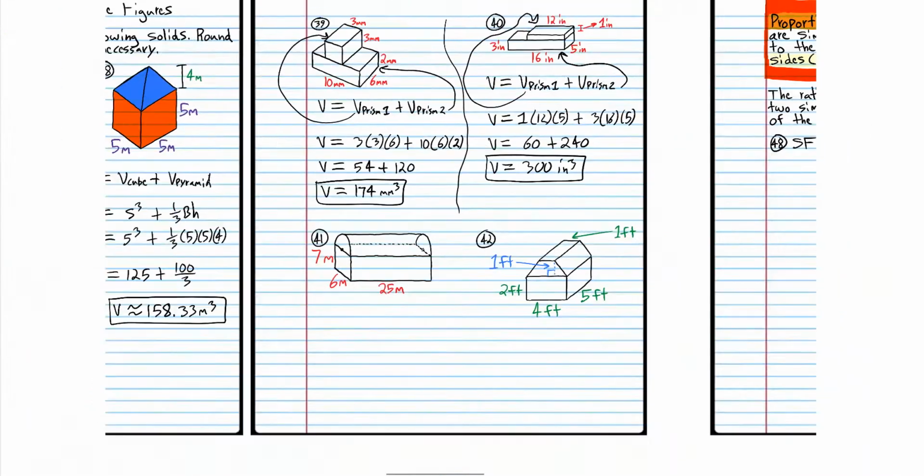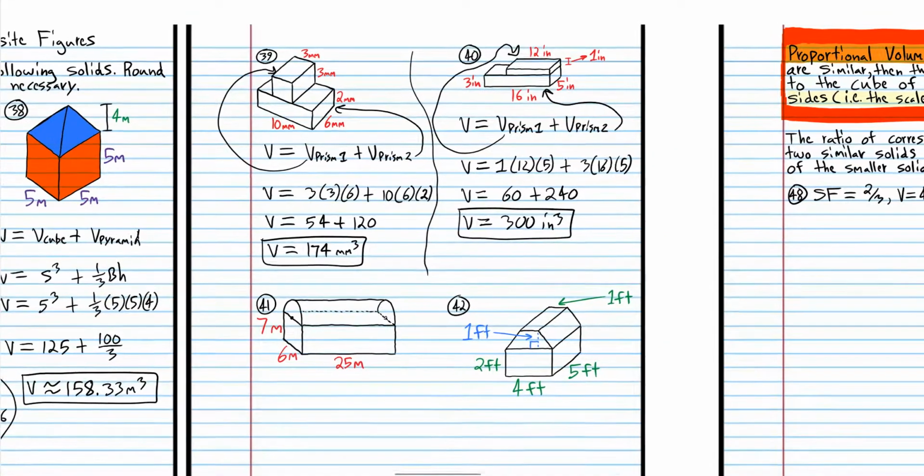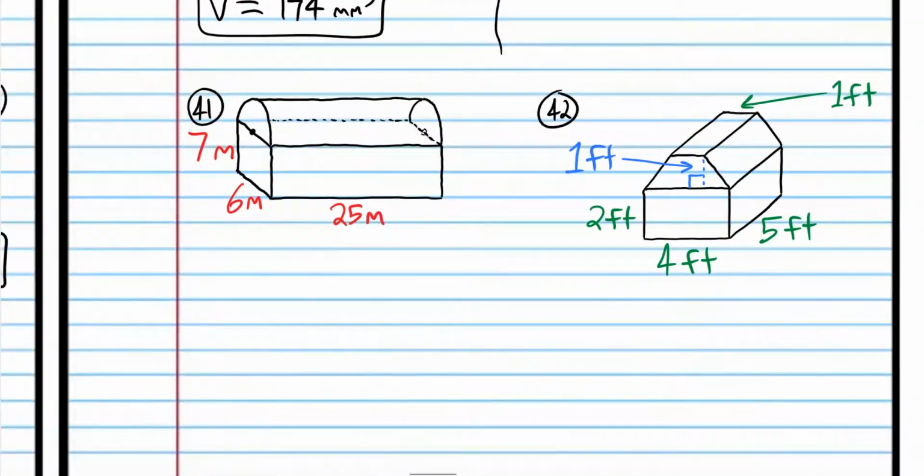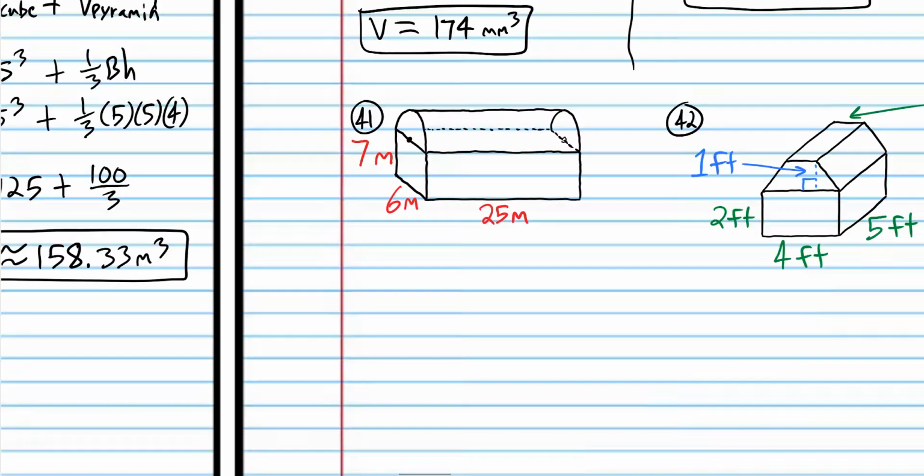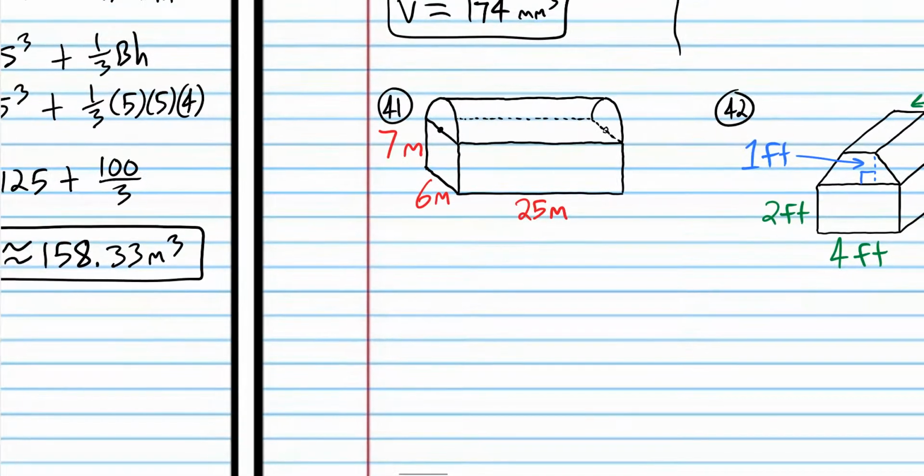Okay, so on to number 41. Just more composite figures here, not really a big deal. We're learning to find the volume of composite figures. So the total volume is equal to the volume of the rectangular prism. I'm just going to call it a prism, plus the volume of the half cylinder. There may be a special name for a half cylinder. I don't really care. It's not that big of a deal.